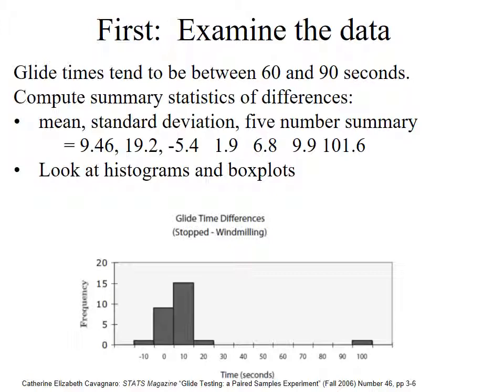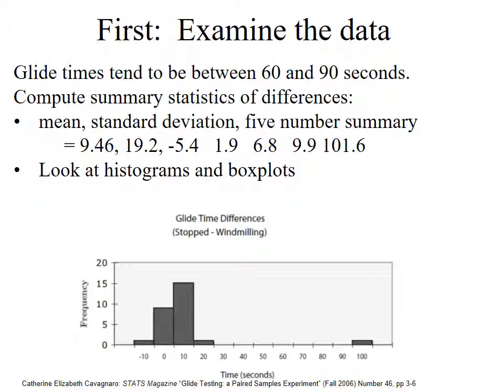First quartile was 1.9 seconds. Median was 6.8 seconds. Third quartile is 9.9 seconds. And then the maximum, the biggest difference, was 101.6 seconds. That's interesting. Look at this. We got all this single digit stuff, and then we got 100 seconds.